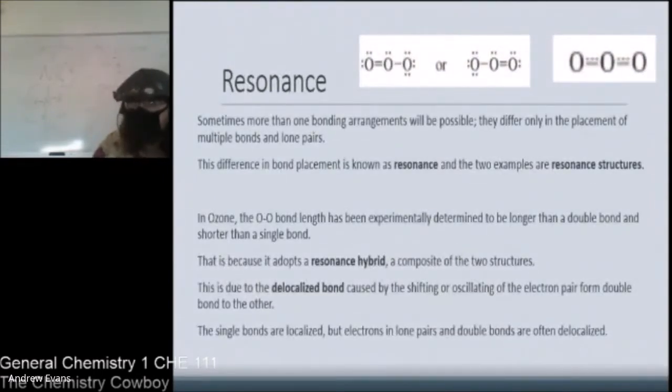Now there is something we briefly talked about before, but we also need to consider, and that is resonance. Sometimes more than one bonding arrangement will be possible. They may only differ in the placement of a multiple bond or the placement of a lone pair. But this difference in bond placement is resonance, and the examples you see at the top are examples of resonance structures.